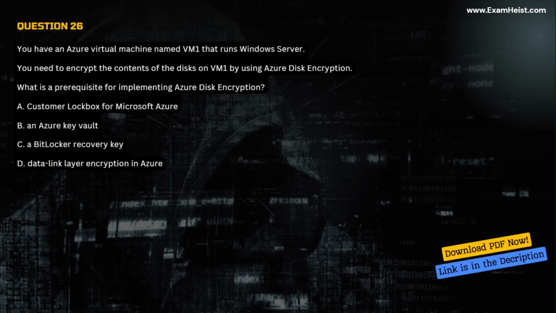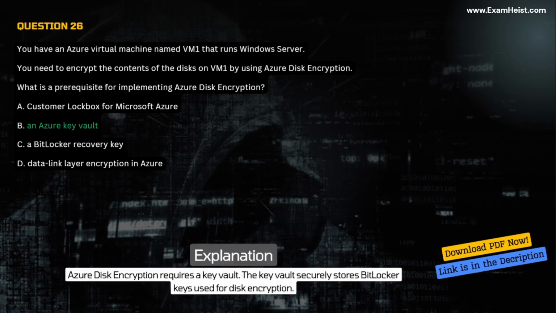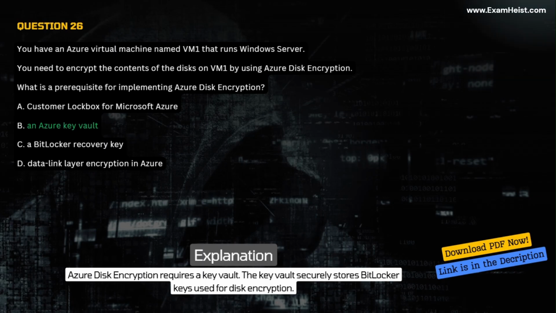A. Customer Lockbox for Microsoft Azure. B. An Azure Key Vault. C. A BitLocker recovery key. D. Data link layer encryption in Azure. Correct answer B. An Azure Key Vault. Explanation. Azure Disk Encryption requires a key vault. The key vault securely stores BitLocker keys used for disk encryption.